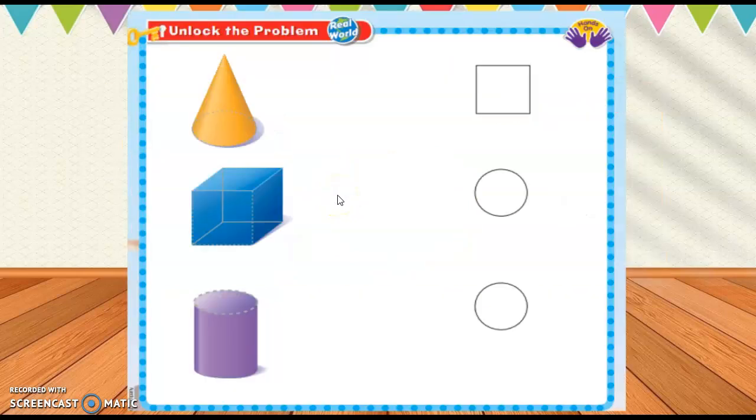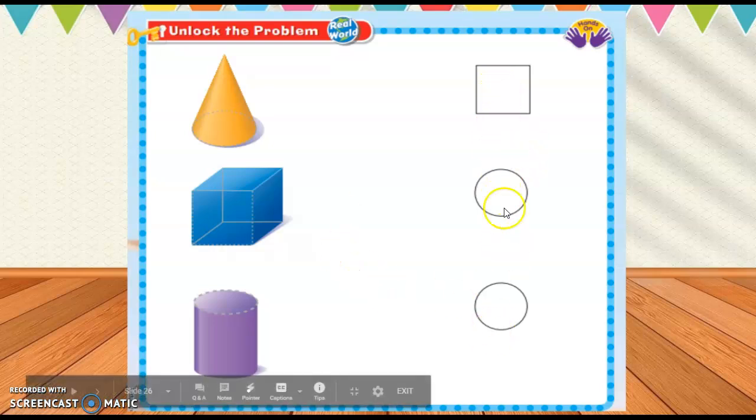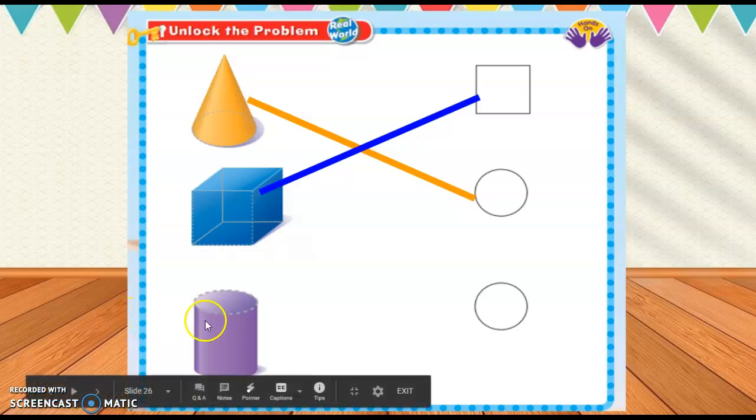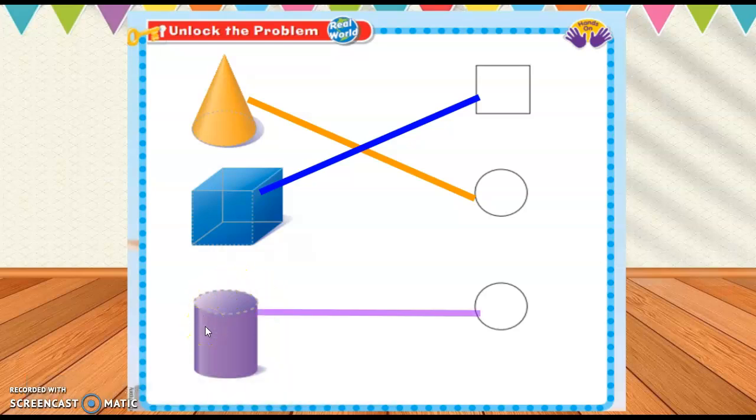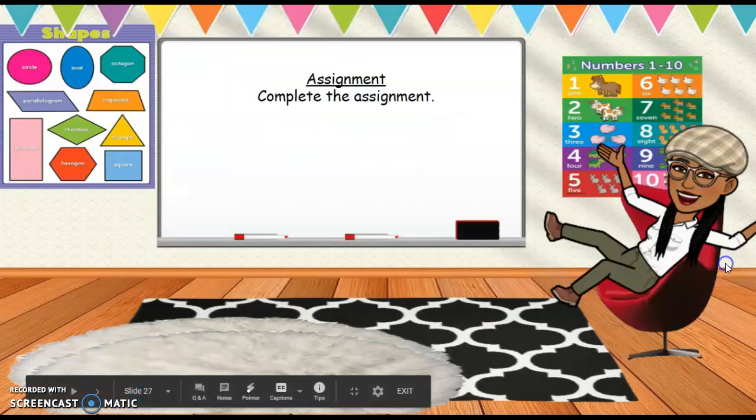Okay, so let's review one more time. One thing I want you to remember is that you can use 2D shapes or flat shapes to make 3D shapes, which are the fat shapes. So let's start with the cone. What type of surface or face does a cone have? A circle, yes. Let's look at the cube. What type of face or surface does a cube have? A square. And let's look at the cylinder. What type of face or surface does the cylinder have? A circle. Awesome. So now you can go ahead and complete your assignment.